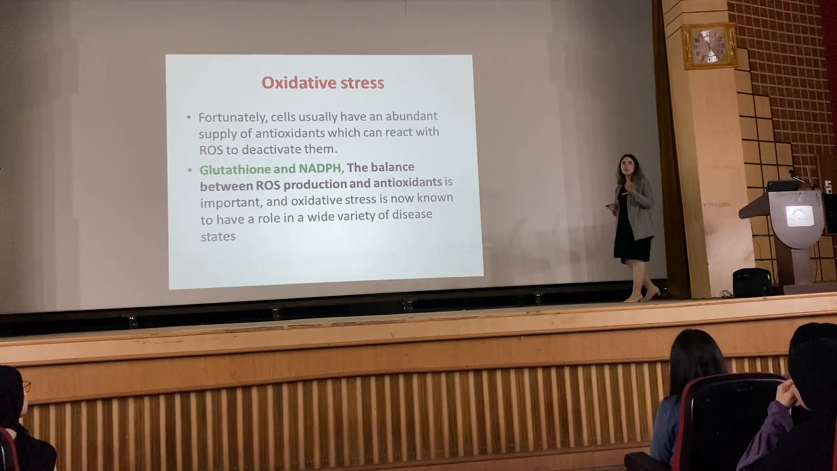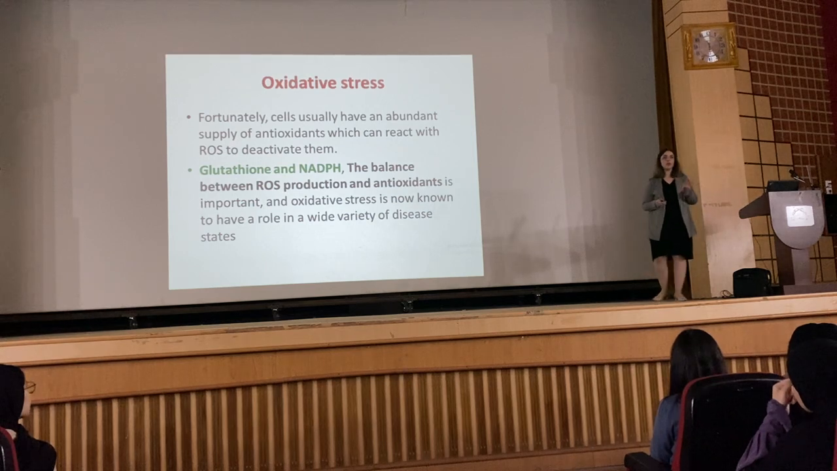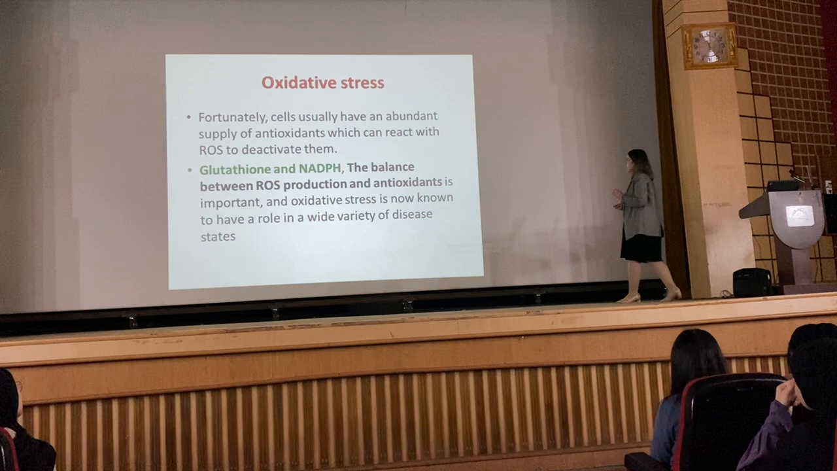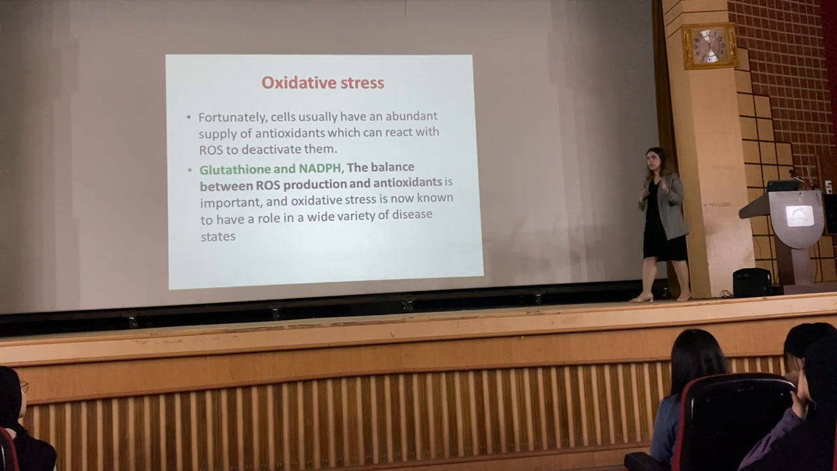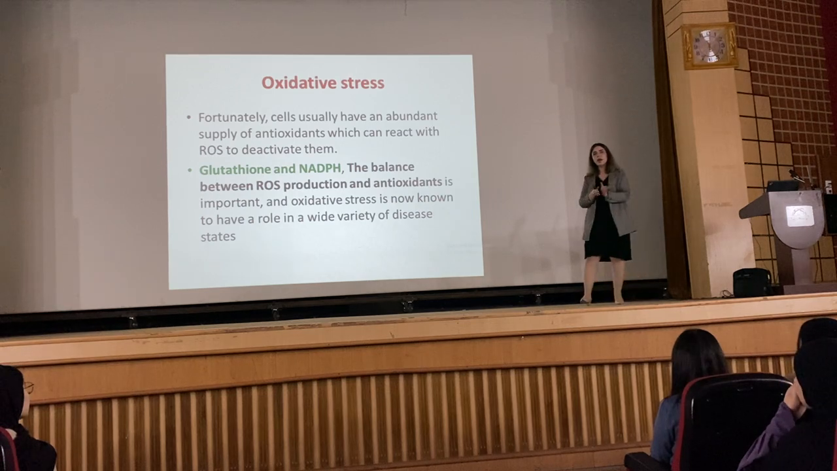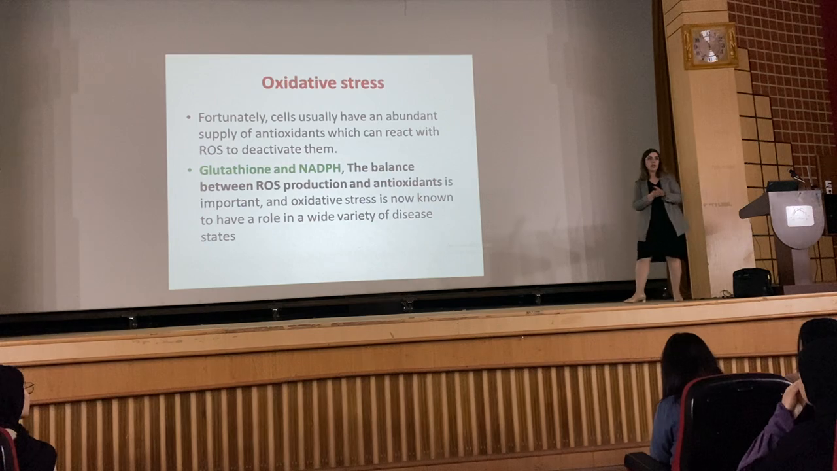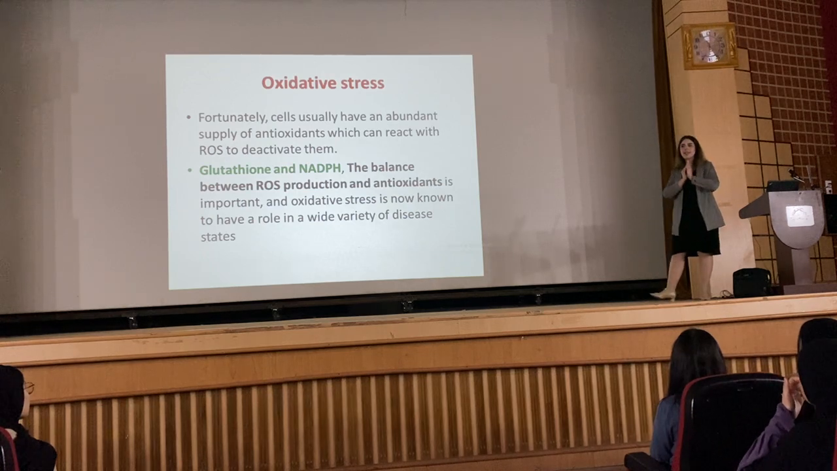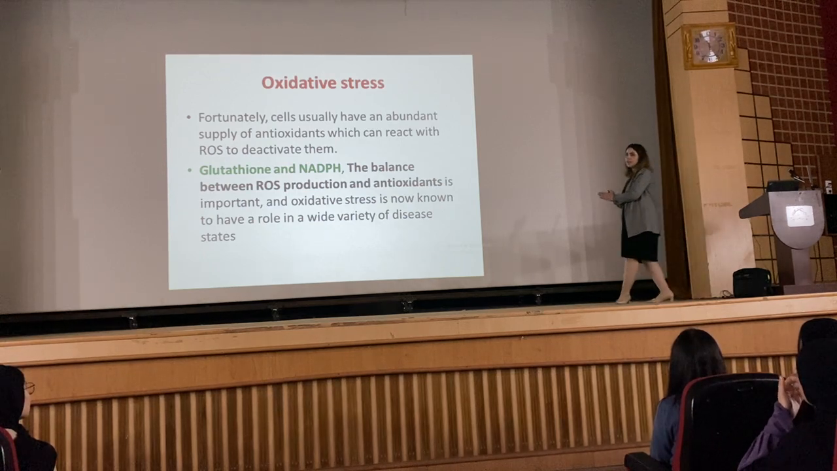So we have to deal with these as much as possible. Oxidative stress is now known to have a role in a wide variety of disease states. You should have abundant NADPH and reduced glutathione in order to act as antioxidants and deal with these free radicals.